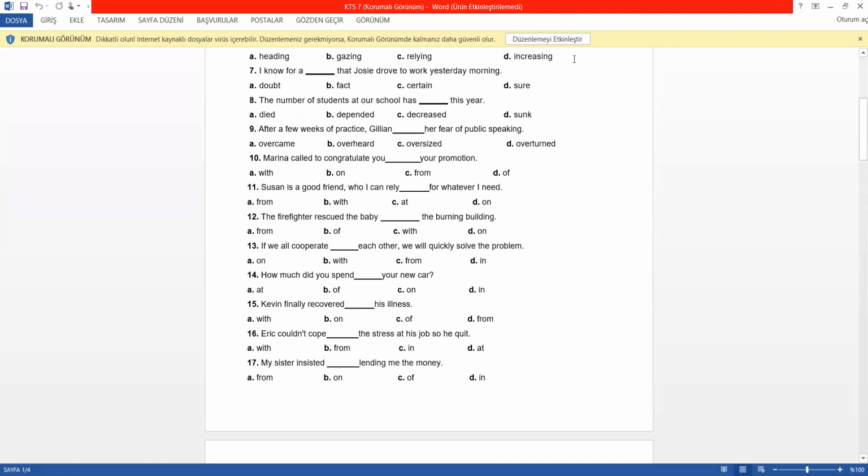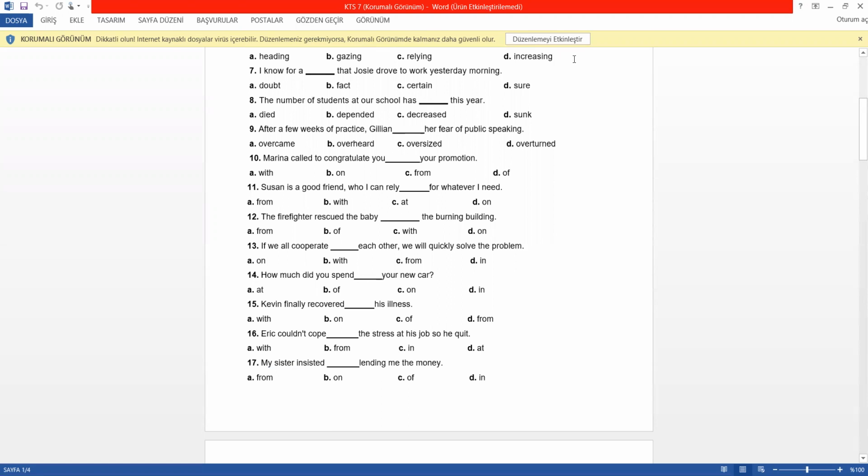For the 15th question, the relevant answer is D, from, to recover from something. For example, to recover from some illness. For the 16th question, the relevant answer is A, with, to cope with something. For example, to cope with the stress, or to cope with some work.